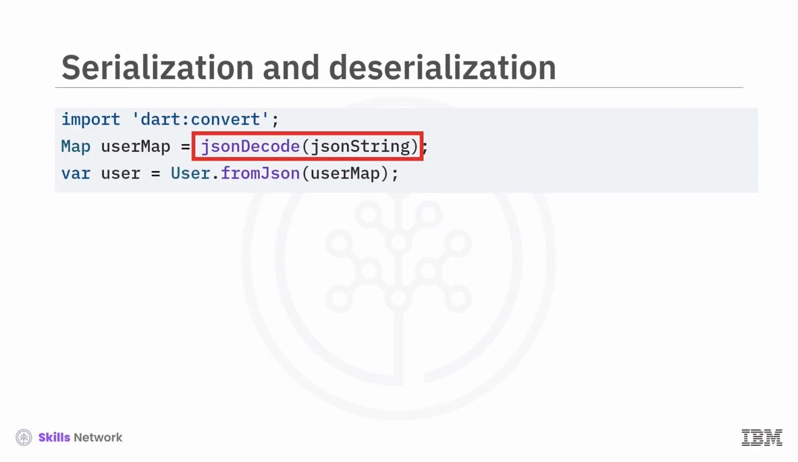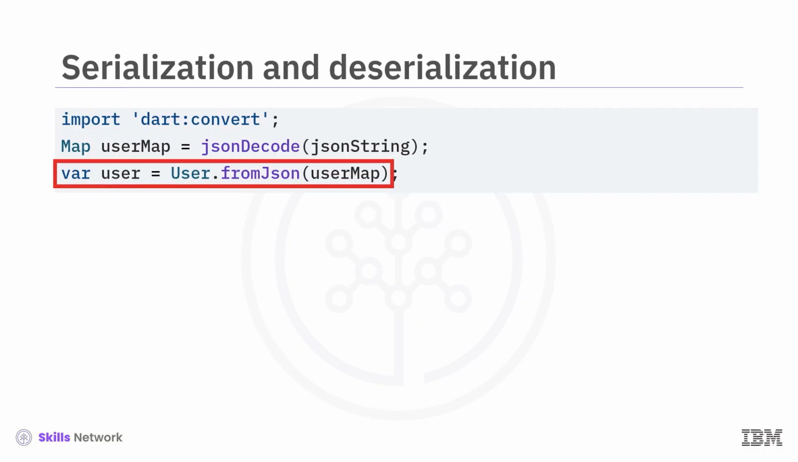This function takes a JSON string and converts it into a Dart object. The result of this function is assigned to user map. This line has the fromJson method taking user map and creating an instance of the user class.